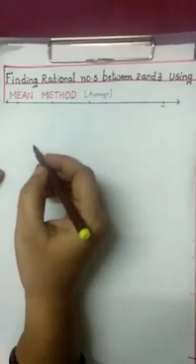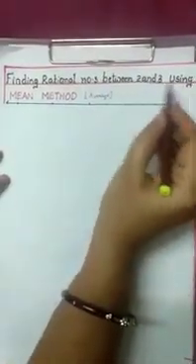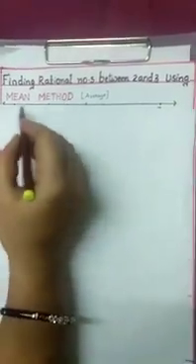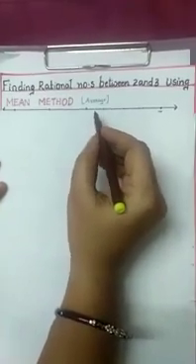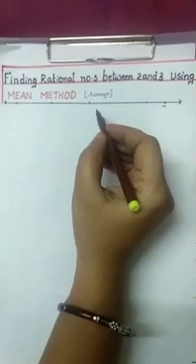Children, our today's concept is finding rational numbers between two rational numbers 2 and 3 using the mean method. How do we do it in the mean method? Just we are using the average technique here. Average means we divide the sum of observations by the number of observations.